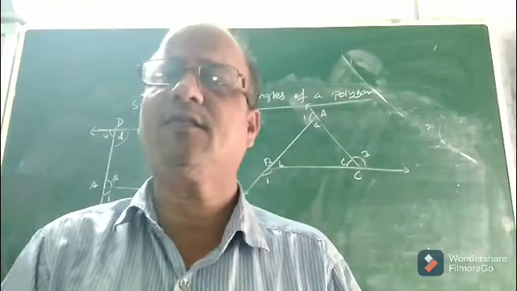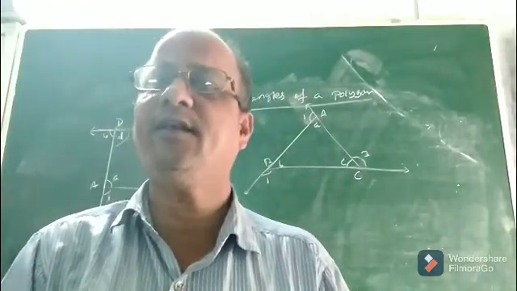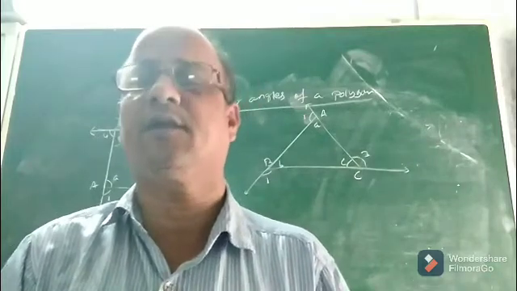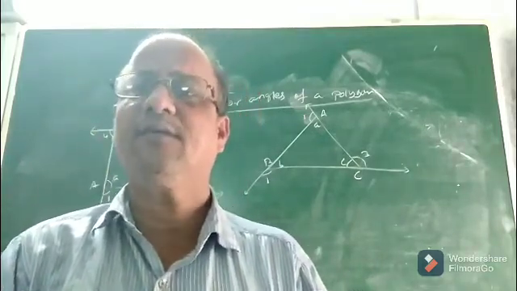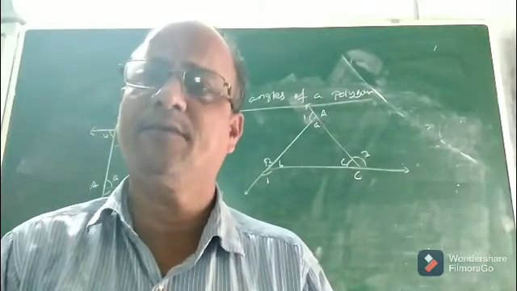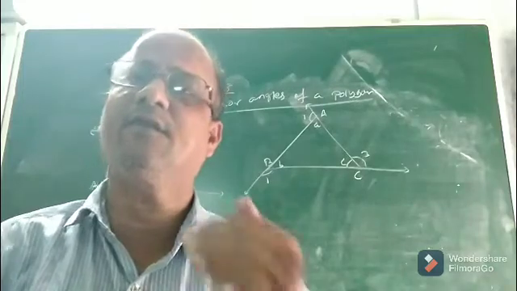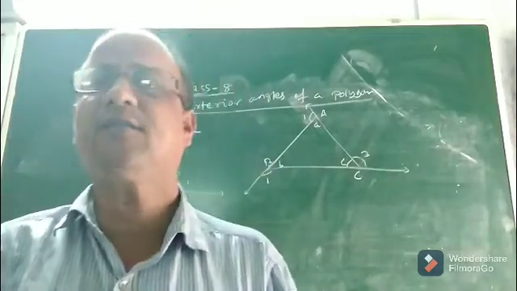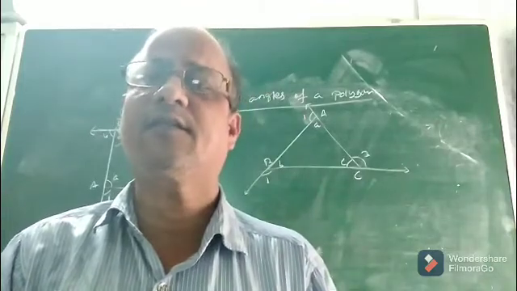Children, in the previous class we were discussing how to find the sum of interior angles of any n-sided polygon. N-sided means whatever the number of sides of a polygon may be, 3 or more than 3. If the number of sides of a polygon is 3 or more than 3, how to find the sum of interior angles of a regular polygon we were discussing, and the formula I said.